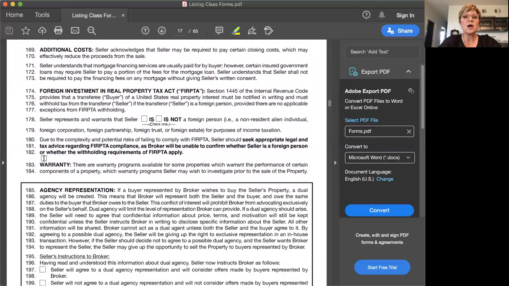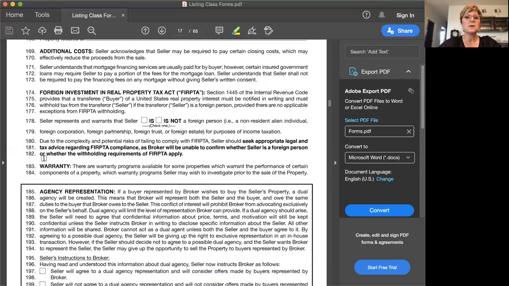Okay, additional costs. Your seller needs to know that there are additional costs outside of brokerage fees when it comes to selling a house. So if you guys don't provide a net sheet to your sellers, you should, and it goes over the fees that they'll have through the county or the state, and through the title company. They're going to want to be aware of what those costs are when they sell a house, so they know what their net will be when they walk away.